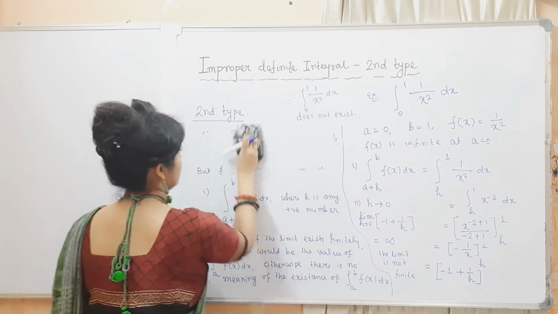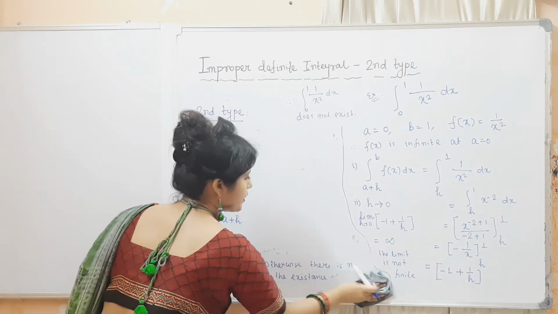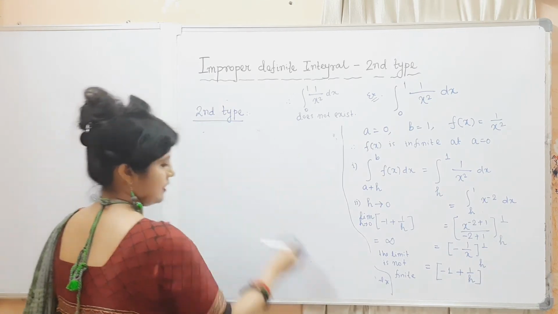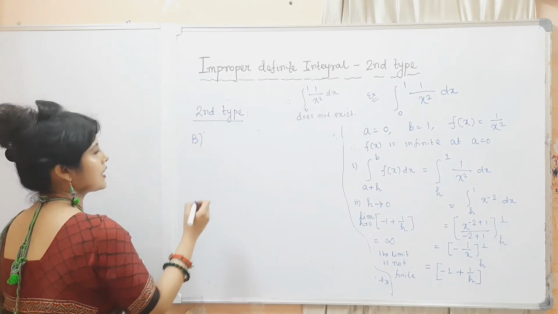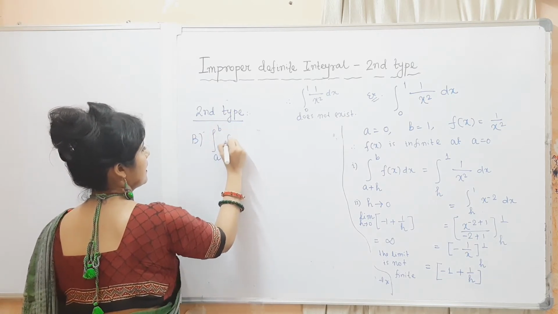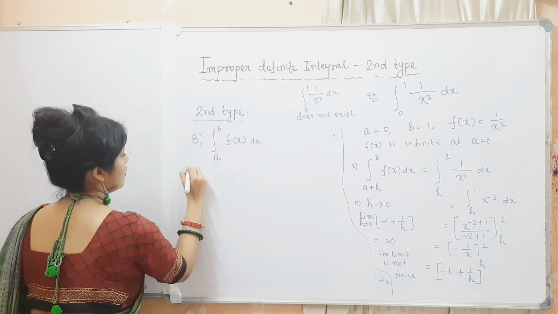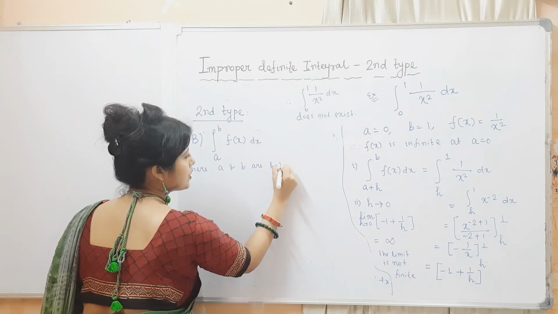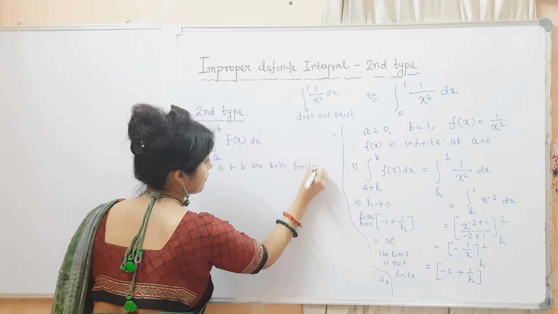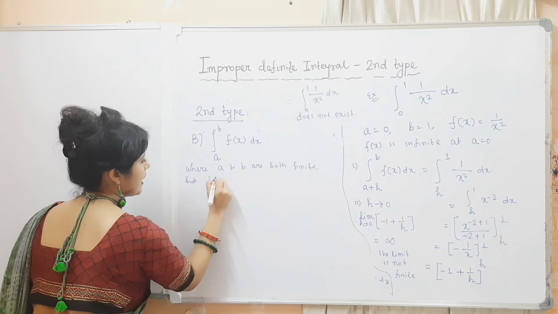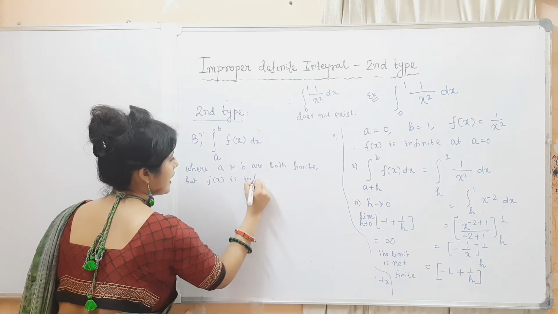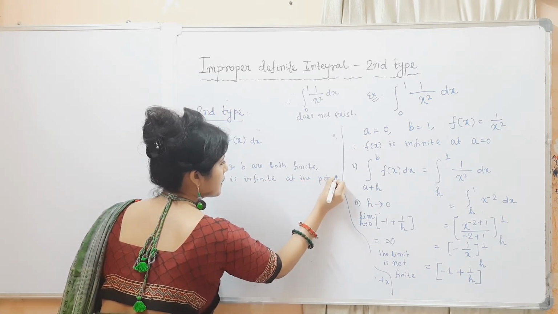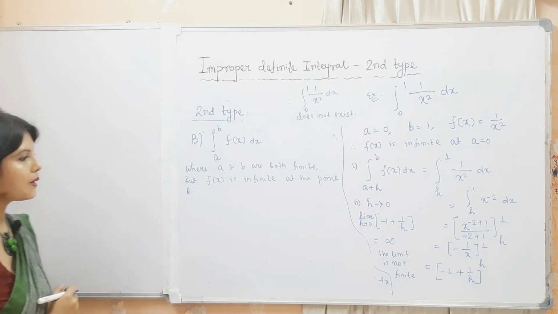Now I am removing this one. Now I am going to the second section. So what was the second section? That is section B. Section B was the integration from a to b of f of x dx, where a and b are both finite, but f of x is infinite at the point b.